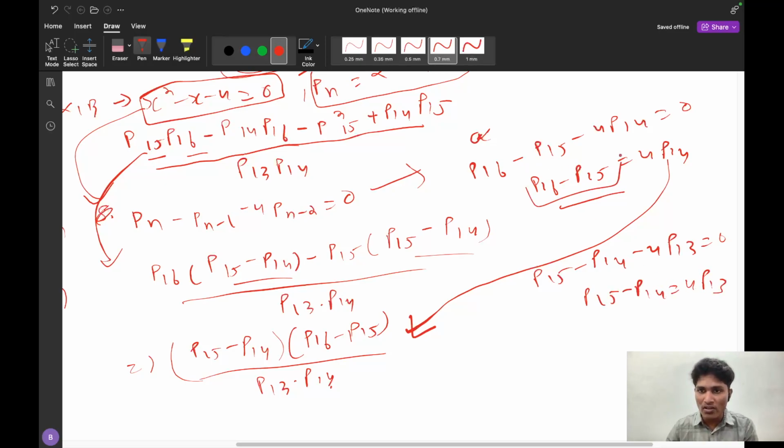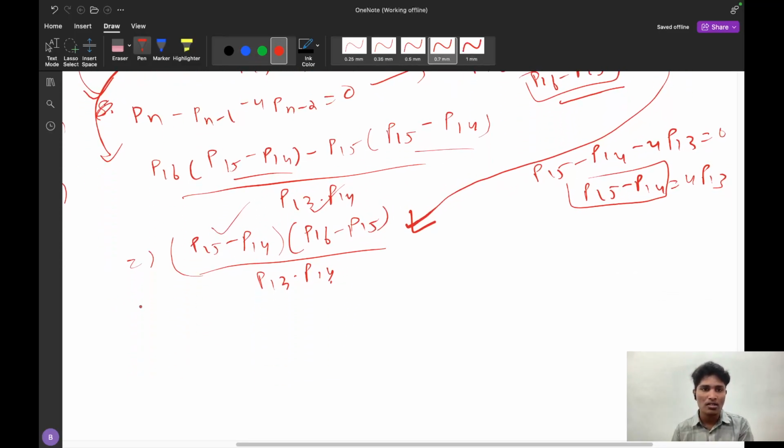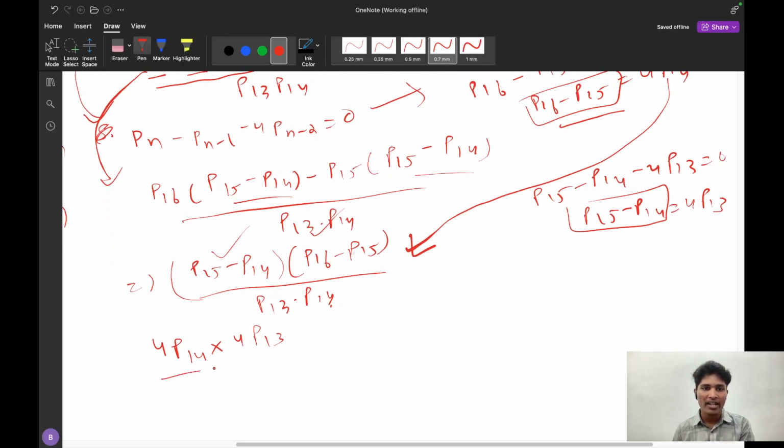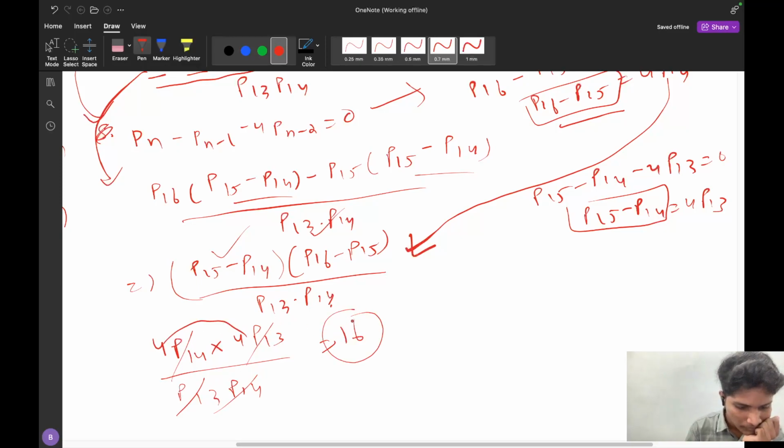These two values which we had to calculate, I can replace like this: 4P14 into 4P13 divided by P13 P14. P13 cancels, P14 cancels. So 4 into 4 is 16. So this is the answer. Like this you have to solve.